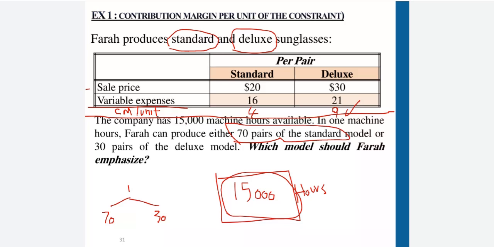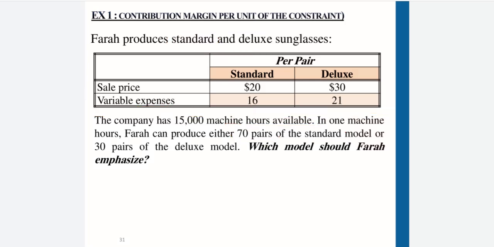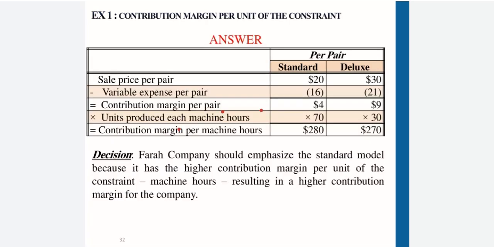هنعمل كده، هنحسب زي ما حسبنا الكونتريبيوشن مارجن بير يونت، ما ننساش. خلاص أهي الكونتريبيوشن مارجن بير يونت حسبناها للستاندرد طلعت 4 والديلوكس طلعت كام؟ 3. Now let's see how many units I can produce in 1 hour.